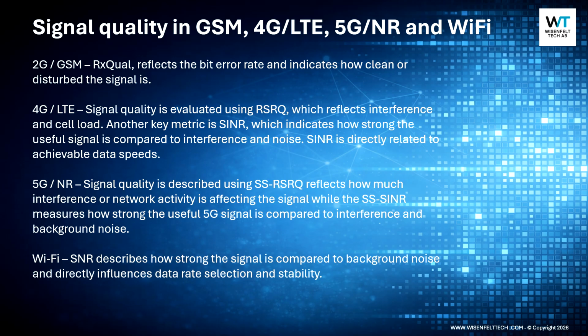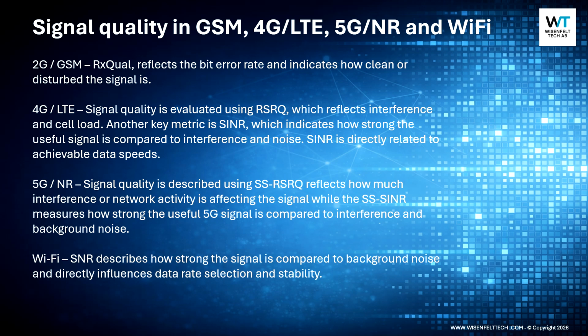For 5G NR, signal quality is described using SS-RSRQ, which reflects how much interference or network activity is affecting the signal, while the SS-SINR measures how strong the useful 5G signal is compared to interference and background noise. For Wi-Fi, SNR, signal-to-noise ratio, describes how strong the signal is compared to background noise and directly influences data rate selection and stability.